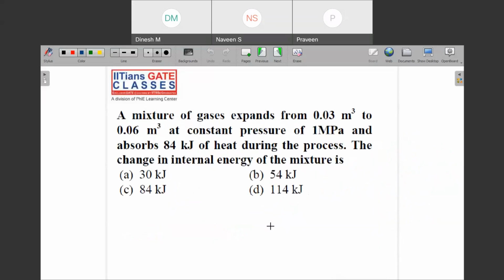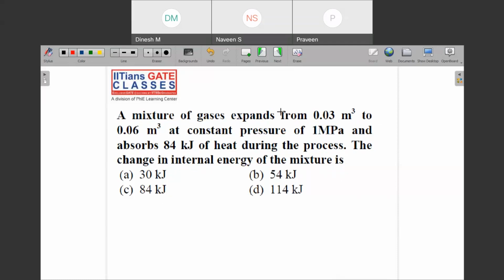Discussion. It says that a mixture of gases expands from 0.03 meter cube to 0.06 meter cube at constant pressure of 1 megapascal and absorbs 84 kilojoule of heat during the process. The change in internal energy of the mixture is? So we have to read the question.